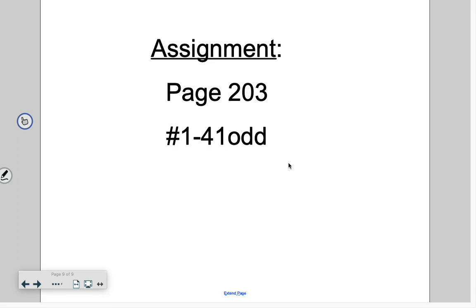I will come around, by the way, and check and see if your calculator doesn't have the log base. I will come around and try to fix that for you. Okay? Let's go to work.